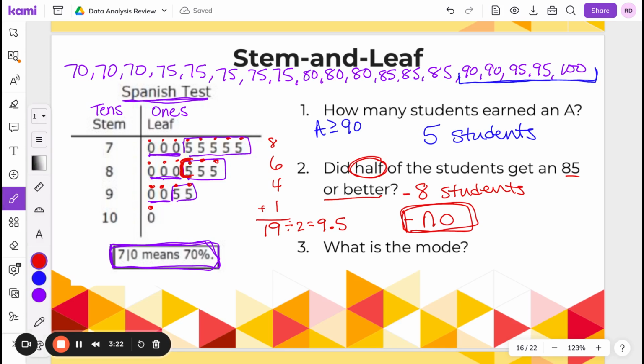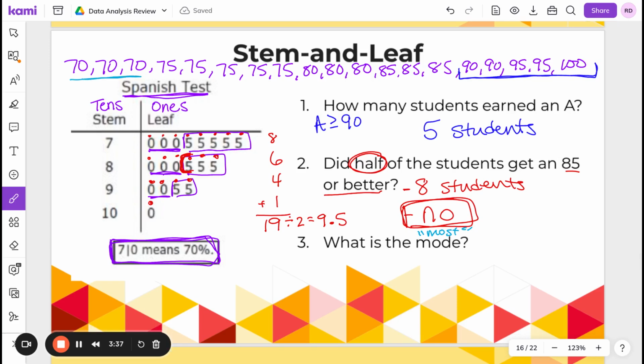Next question here is asking about the mode. The mode, again, represents the most. So what grade was received the most? To figure this out, I'm going to use our long list up at the top because that's an easier way to see the grades. Up here we had 3 students scoring a 70. We had 5 students scoring a 75, 3 students with an 80, 3 with an 85, 2 with a 90, and 2 with a 95, and then only 1 student getting 100. So the grade that was received the most would be that 75.